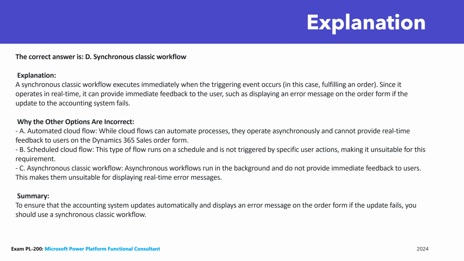Summary. To ensure that the accounting system updates automatically and displays an error message on the order form if the update fails, you should use a synchronous classic workflow.